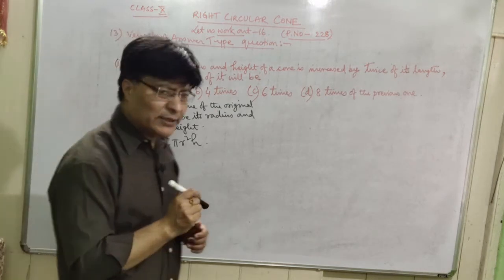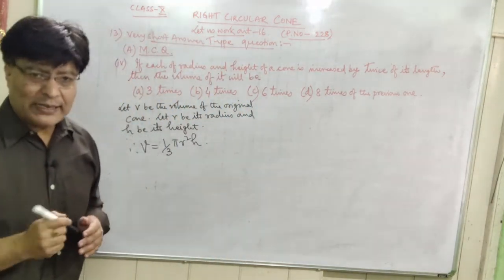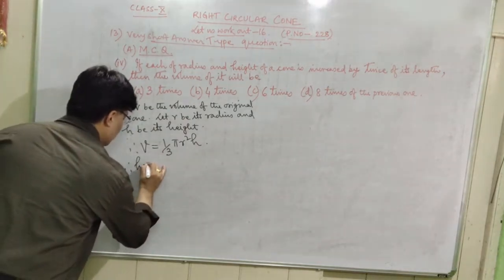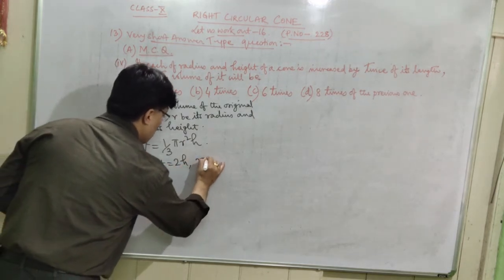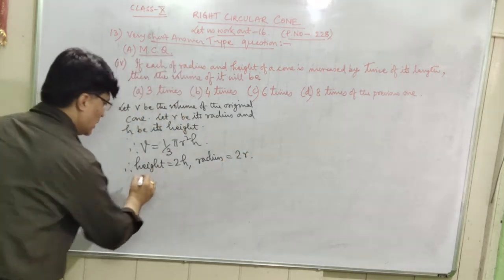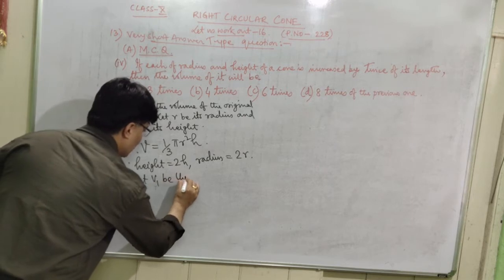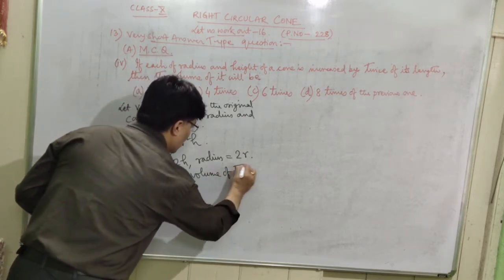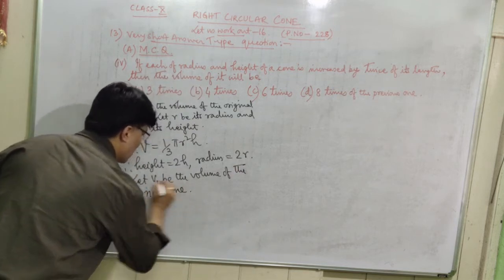Now in the question it is given that both the radius and the height of the cone are increased by twice. Okay. So now what is the height of the new cone? Now the height of the new cone will be twice h, and the radius is also 2r. Let V1 be the volume of the new cone.